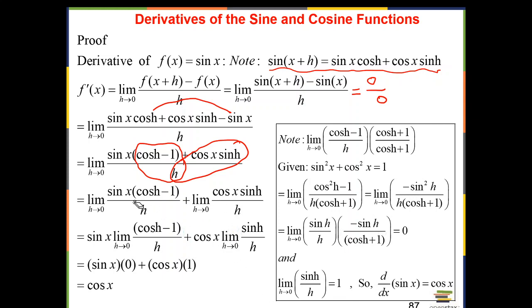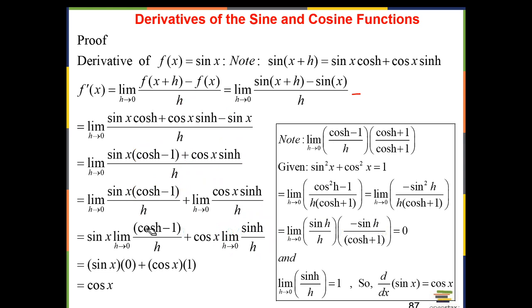So that means in this structure here, the limit of this part would be 0, right? And so this is 0 times sine x, it gets rid of that, so that's 0. And this part is nothing but cosine times sine h over h, and the limit of sine h over h is 1. So this goes to 1, and 1 times cosine is cosine. So the limit is cosine x. That means the derivative of sine is cosine. All right? That's the idea. That's how we prove it.